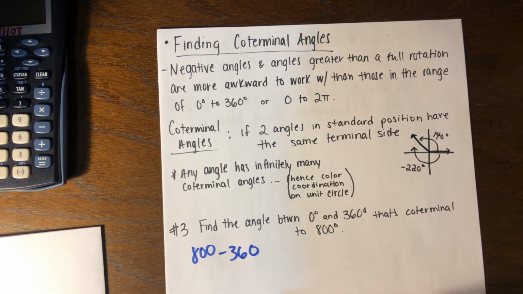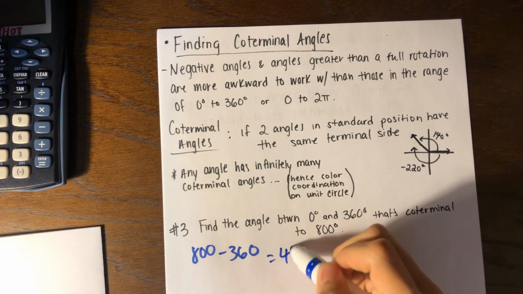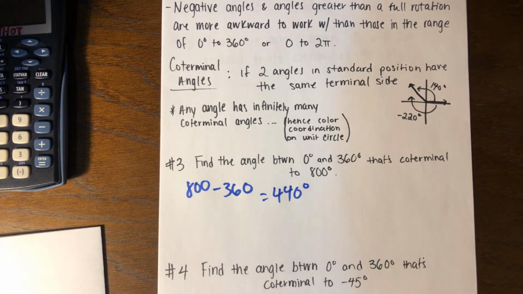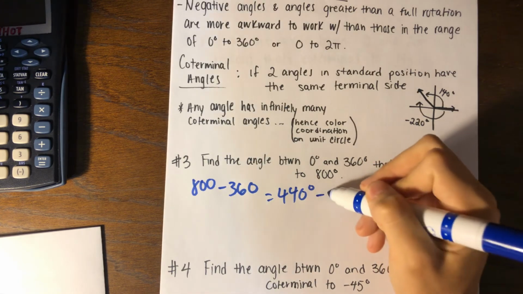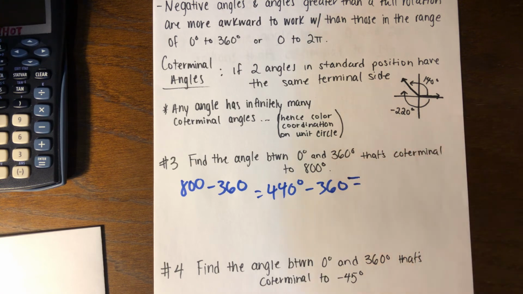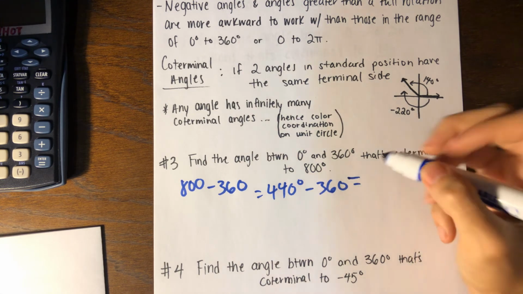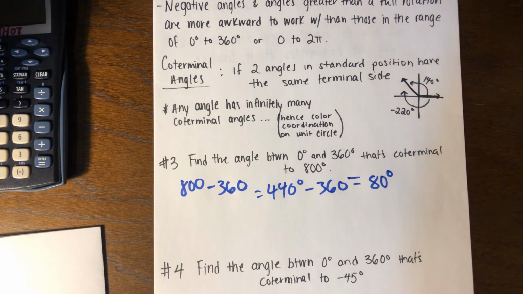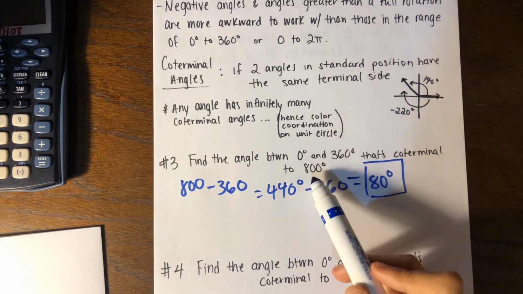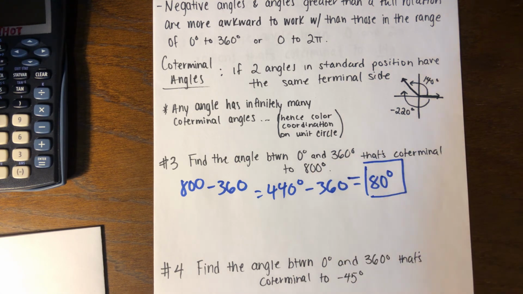Okay, so 800 minus 360 is 440. That's not between 0 and 360, so I'm going to do it again. I'm going to subtract another 360. So what happens when I subtract 360 again? I get 80 degrees. Well, I know I shouldn't subtract one more because that would put me in negative. So its coterminal angle is 80 degrees. So this would be your answer. 800 degrees is coterminal with 80 degrees.